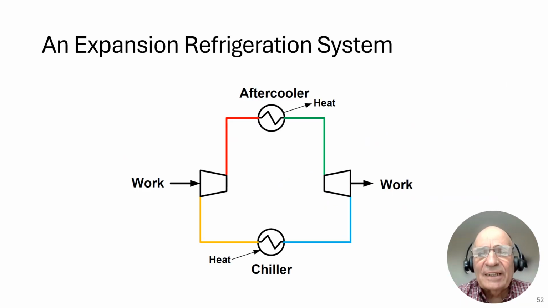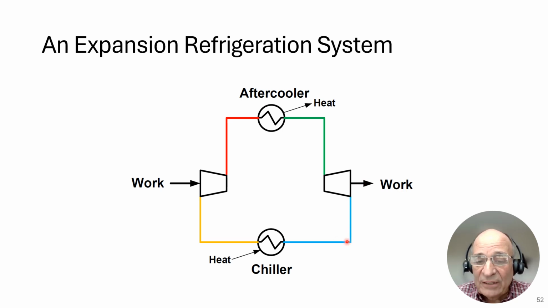Now that we understand the concept of expansion and compression, let's take a look at using that for a refrigeration system. Let's say I have a compressor here, and I compress, let's choose nitrogen, compress it to high pressure, high temperature, go through an aftercooler, get rid of that heat to the atmosphere, take that high pressure nitrogen, run it through an expander. What comes out of the expander? Work comes out of the expander and a cold nitrogen flow.